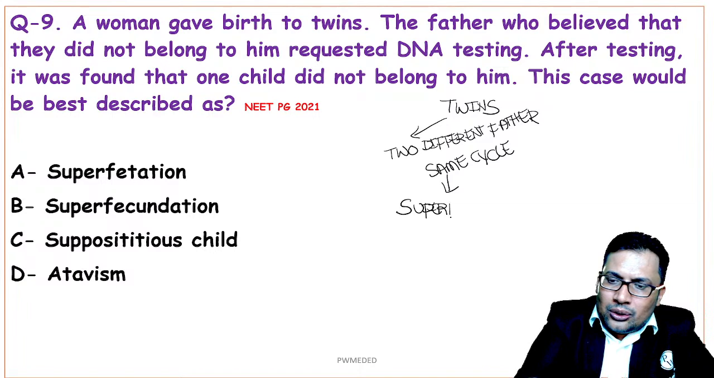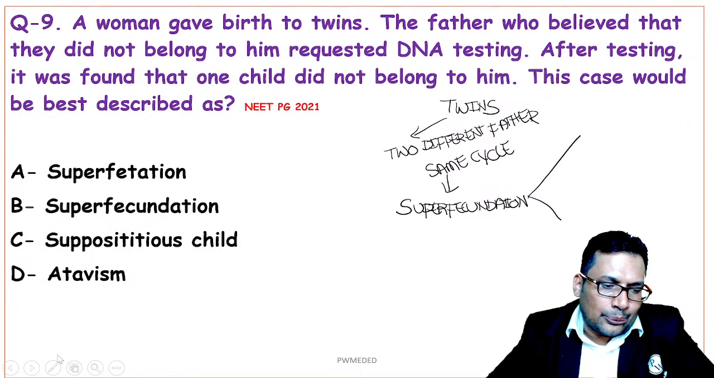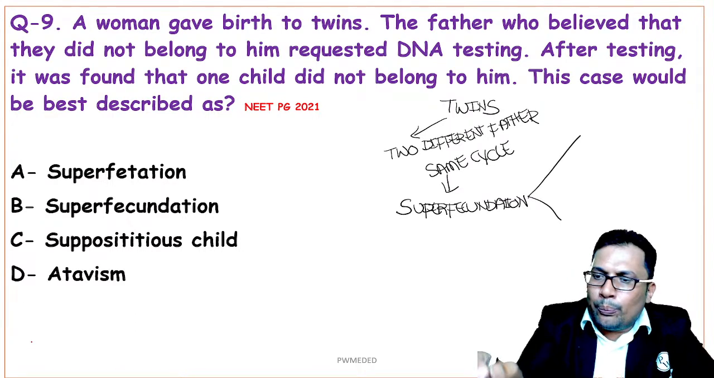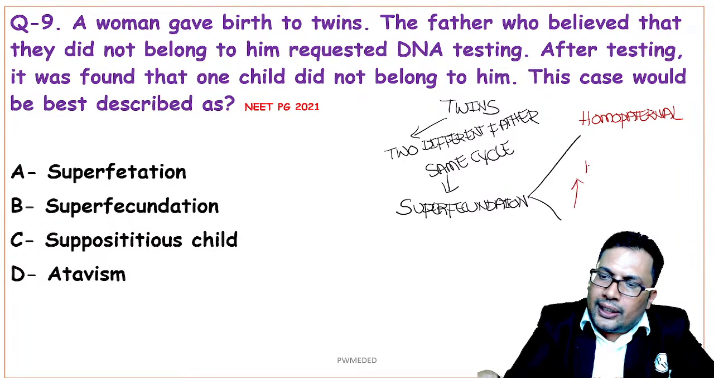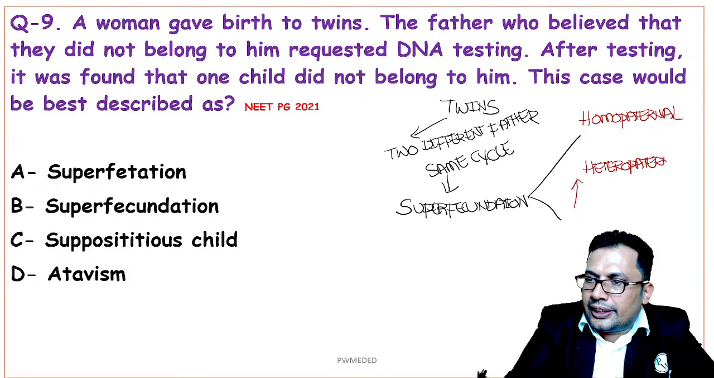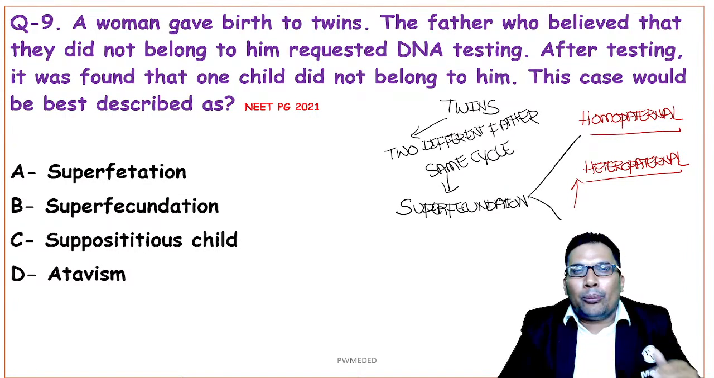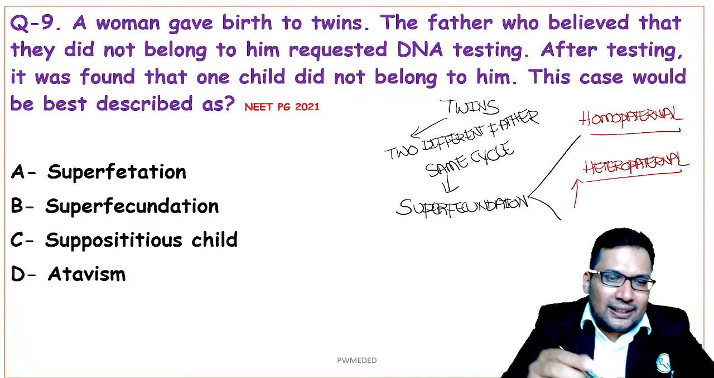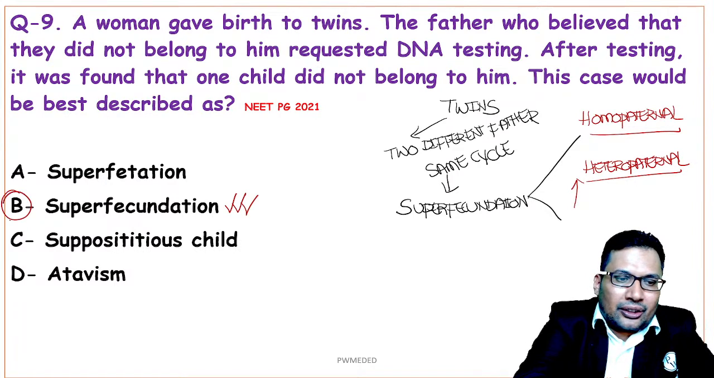So what is this known as? Superfecundation. And remember, superfecundation can be of two types: homopaternal or heteropaternal. Hetero means two different fathers. Homo means the same father. So this is superfecundation. The answer for this question is B.